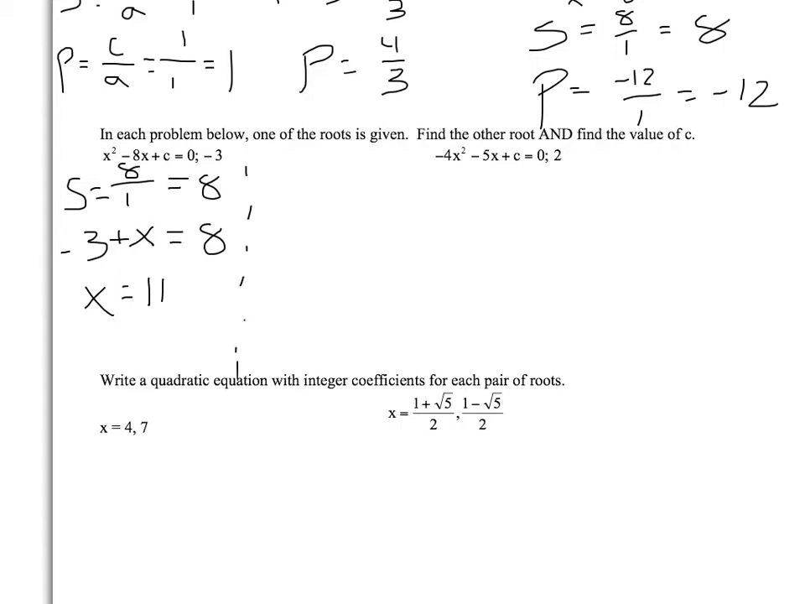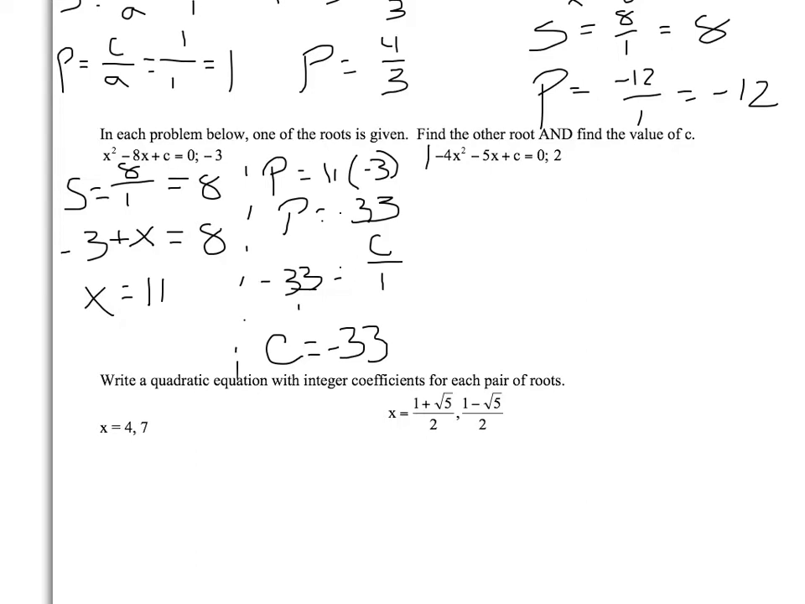Now to find the value of c. What I can do is find the product of the roots. Product means multiply. 11 times negative 3 is negative 33. That means the product of my roots is negative 33, and that has to equal c over a. C over 1 in this case. Solve for c by cross multiplication. You get c equals negative 33. Let's do another one of those for practice.